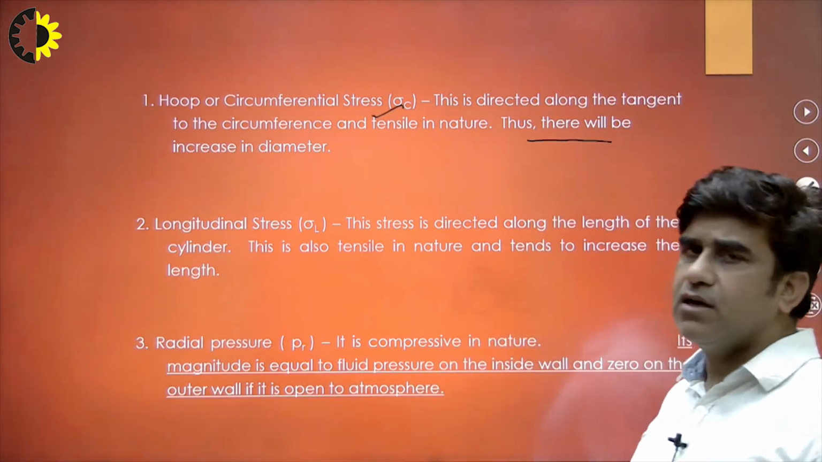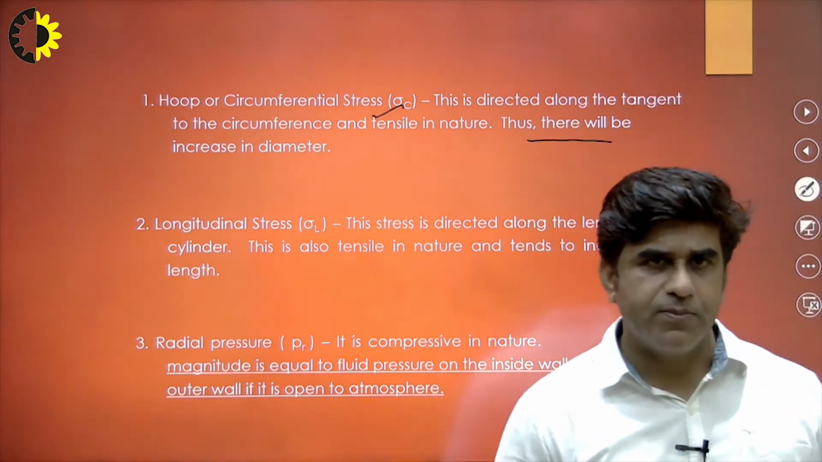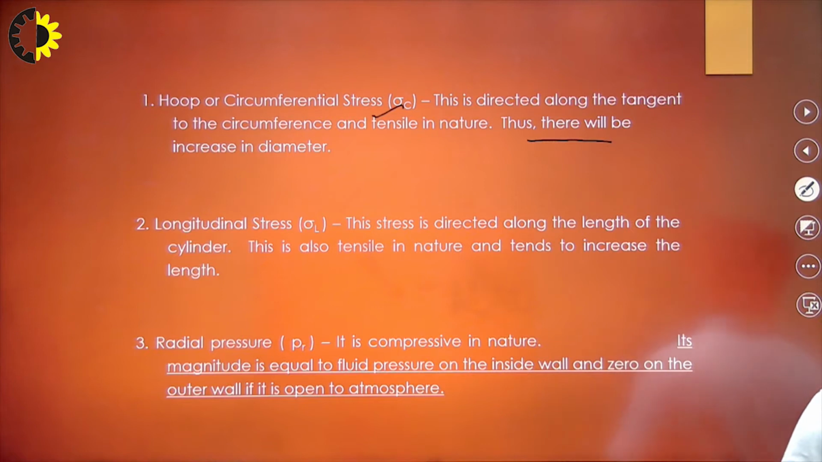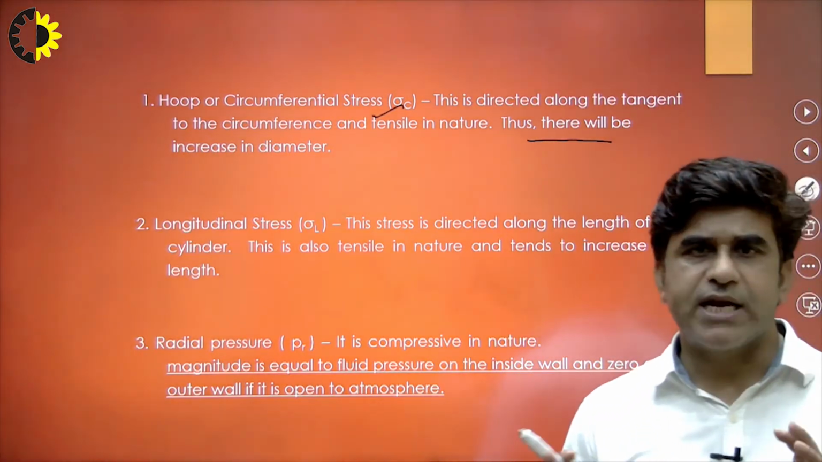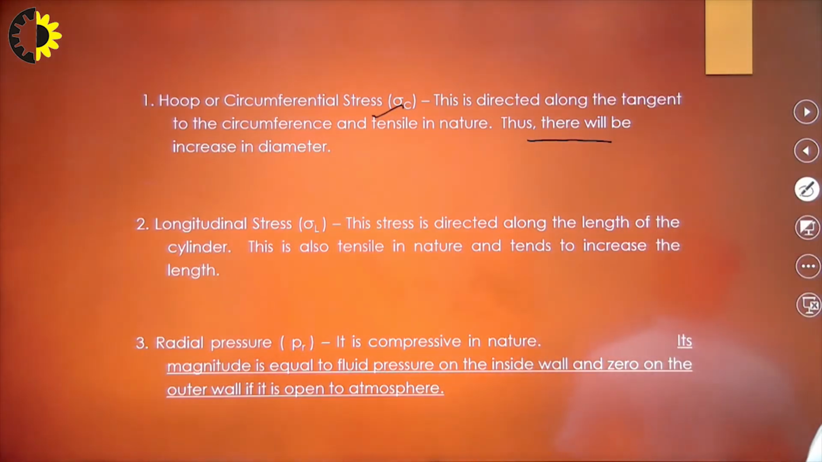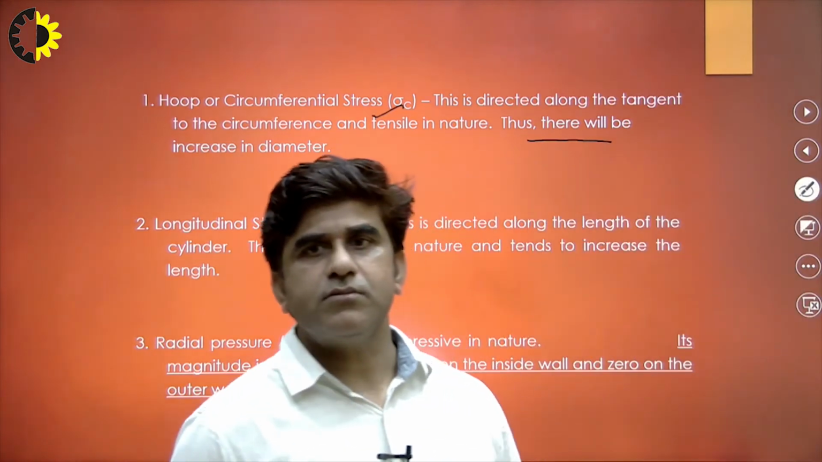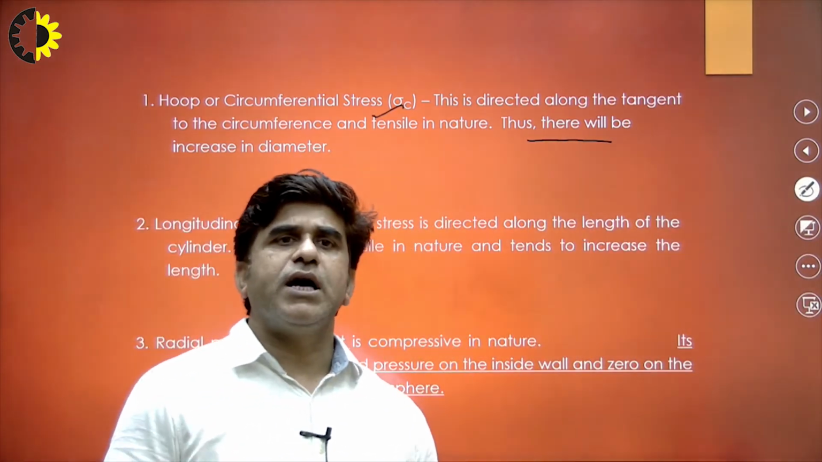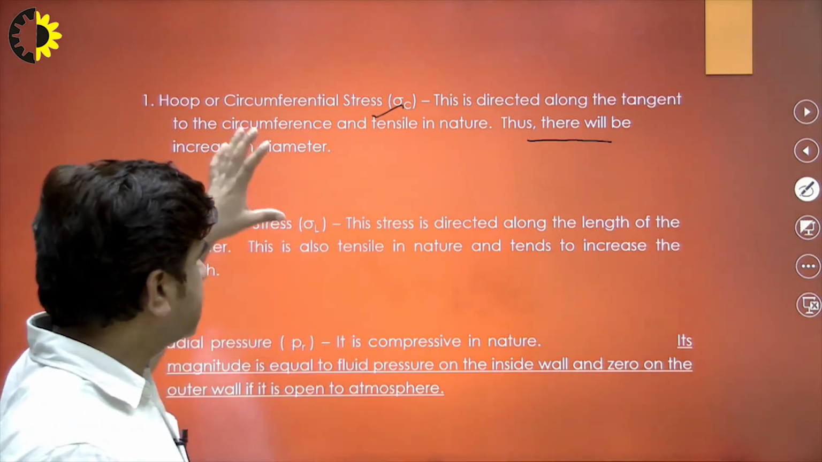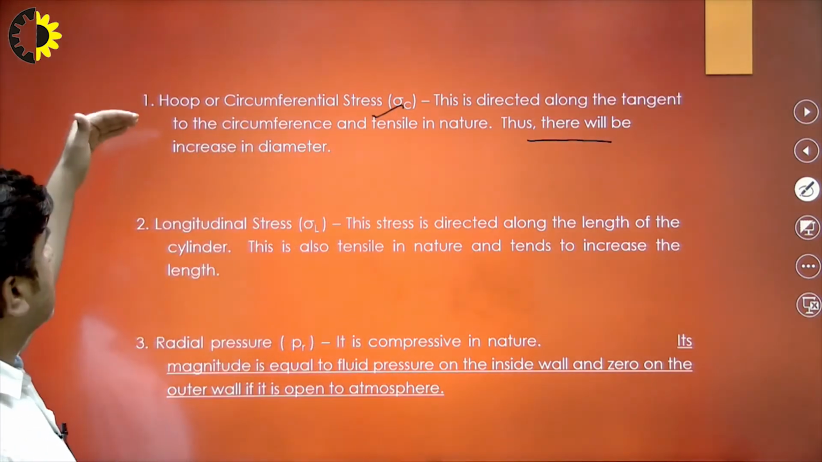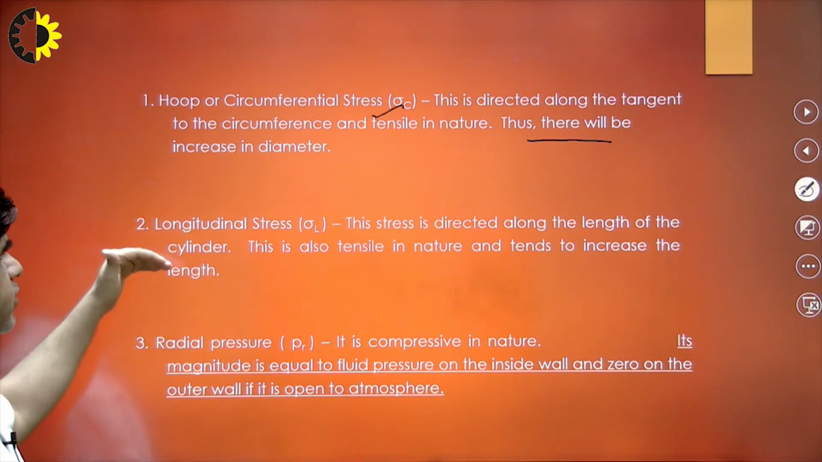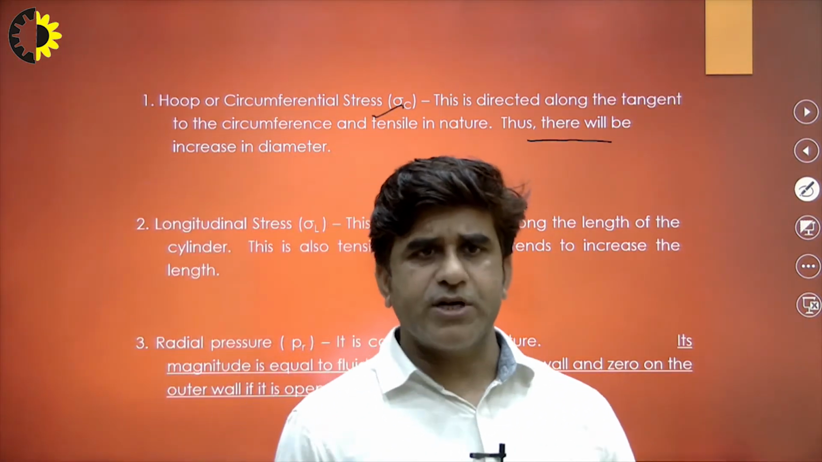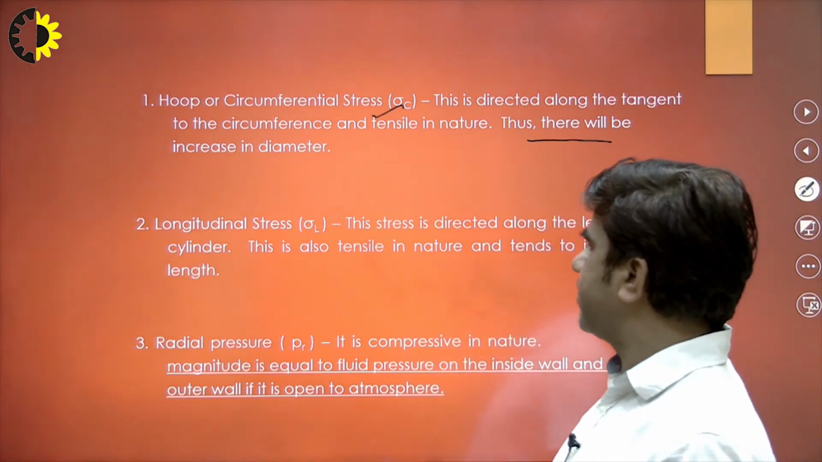Now, third is the radial pressure PR. It is compressive in nature. Magnitude is equal to the fluid pressure on the inside wall and 0 on the outer wall if it is open to the atmosphere. So, out of these three stresses, hoop stress and longitudinal stress are tensile in nature, and this radial pressure is compressive in nature.